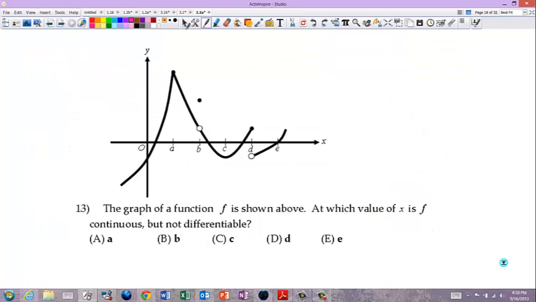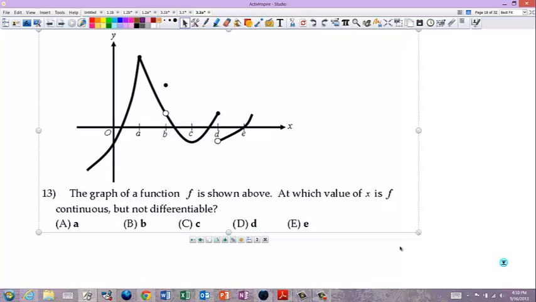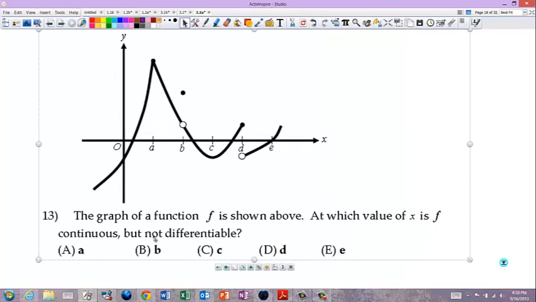Here is an actual AP question illustrating exactly that. It says the graph of a function f is shown above, and I'm going to be honest, I don't know if this question is in your notes or not. I almost want to say no. If we were here in class, we would be answering this question right now. So take a minute and try to answer it. Pause.